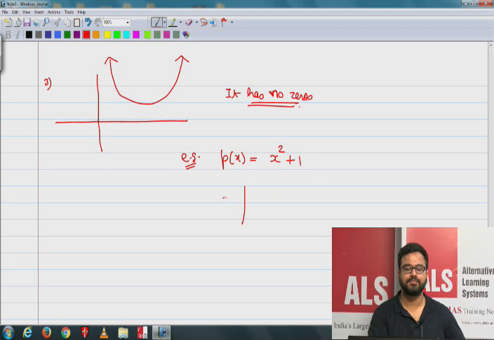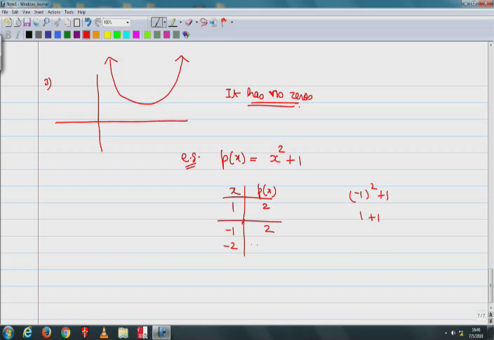If you put, let's say, x as 1, then 1 square is 1 and 1 plus 1 will be 2. If you put x as minus 1, then minus 1 square is also 1 and plus 1 will also give you 2. If you put minus 2, then minus 2 square is 4 plus 1, which is equal to 5. So whatever value of x you put over here, either positive or negative, the square will always convert that into positive, and positive plus positive will become positive.